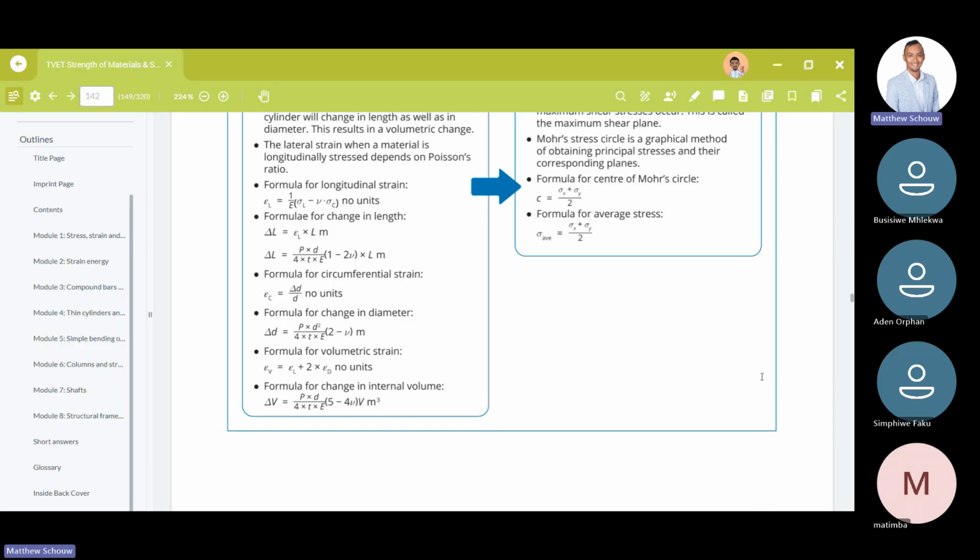Just quickly calculate that one for me. Sorry, what are we calculating, sir? The change in diameter, see the formulas here. That's over here, 5.1. And what you want to do next is calculate the change in length, which is this one here.